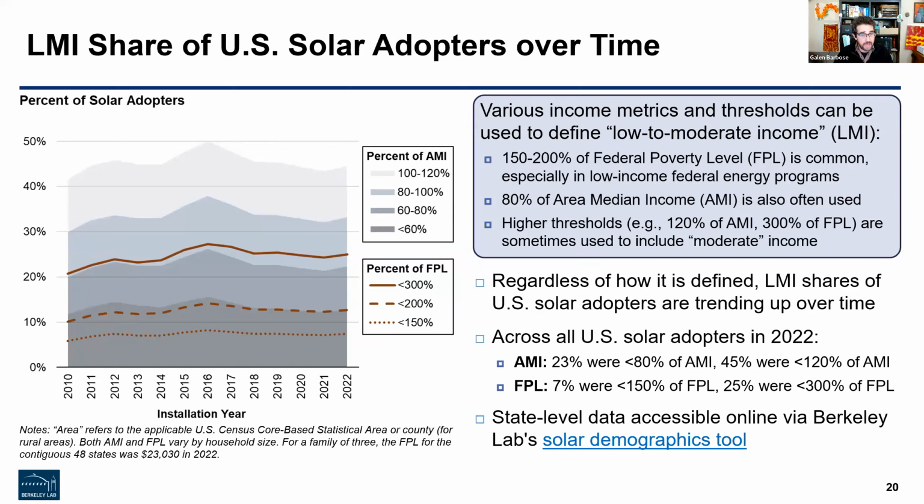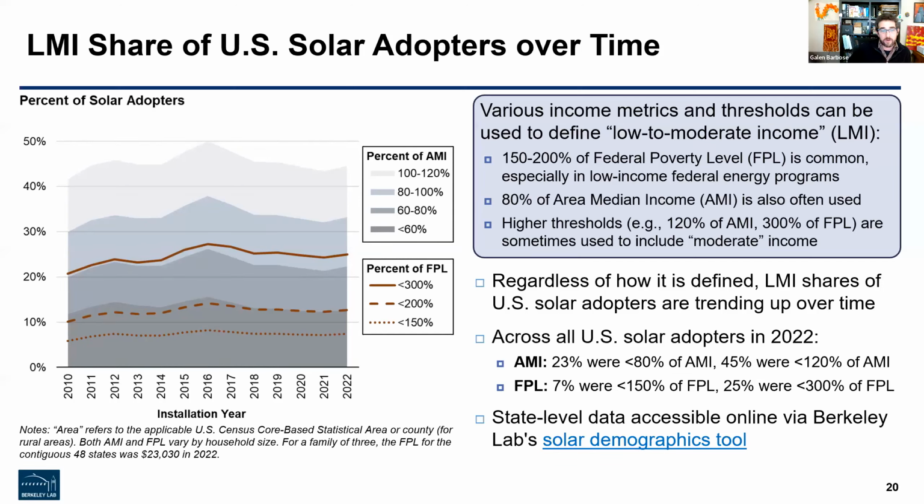And then lastly, the figure here just shows the breakout in solar adopters over time in terms of the share that consist of low and medium income households. There are different ways of defining LMI. The figure here does that in various different ways. And so we show the percentage of households in different AMI groups, so different ranges in the percentage of AMI.